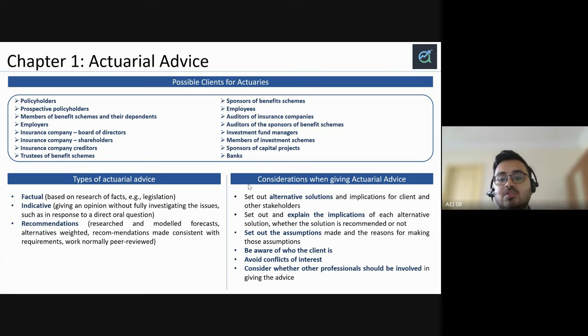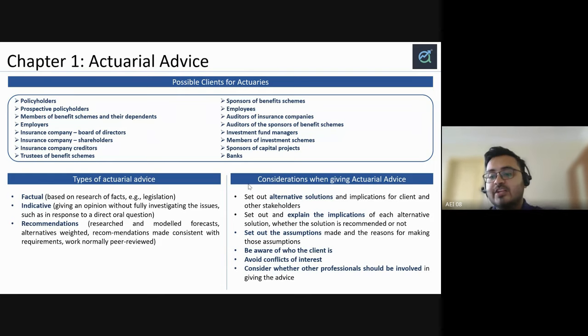Questions on conflict of interest are also something that has been asked of late, and you need to be prepared for those as well. And last, it says consider whether other professionals should be involved in giving the advice. In certain situations, this is also a part of the answer which you have to think through.